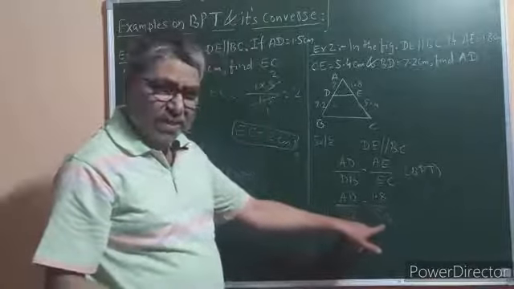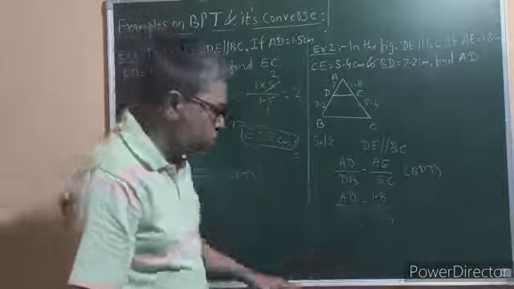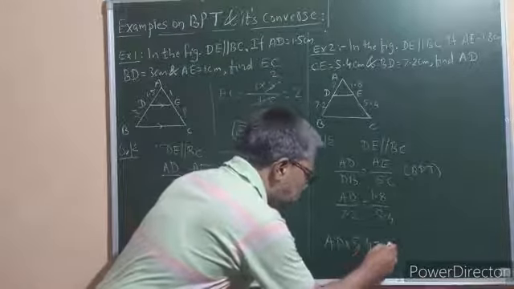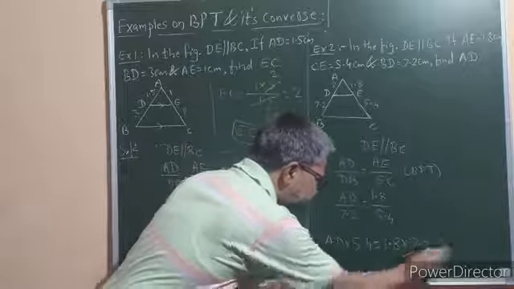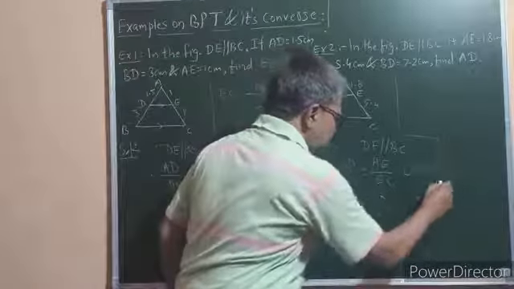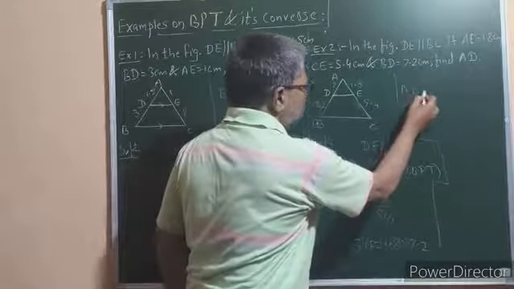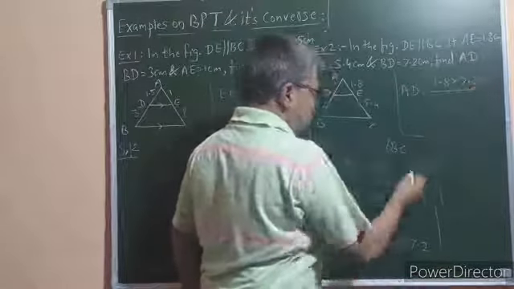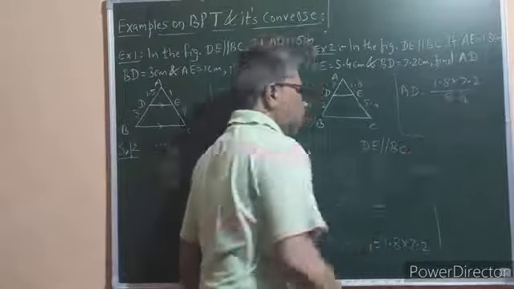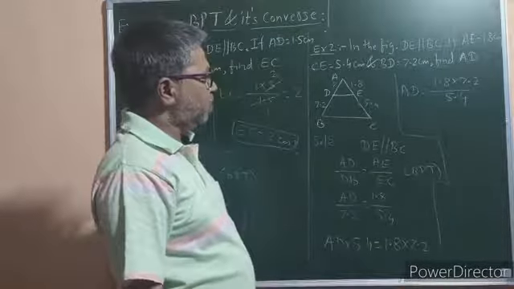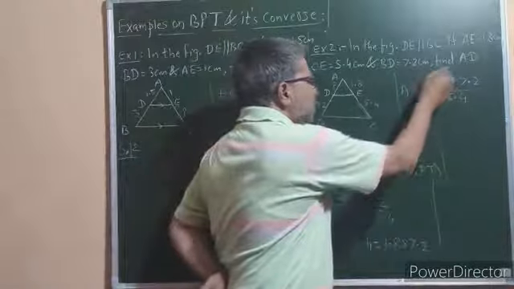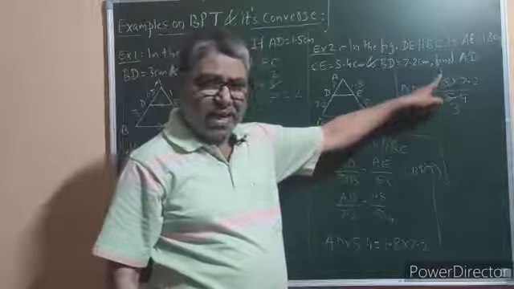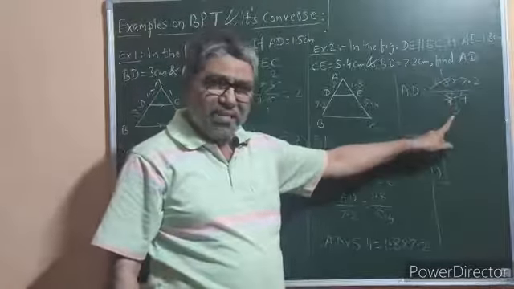Now again two fractions are equal, therefore we have to go for cross multiplication. So AD multiplied by 5.4 will be equal to 1.8 multiplied by 7.2. So the next step will be AD is equal to 1.8 multiplied by 7.2 divided by 5.4. Now 1.8, 18 ones are 18, 18 threes are 54. So 1.8 ones are 1.8, 1.8 threes are 5.4.